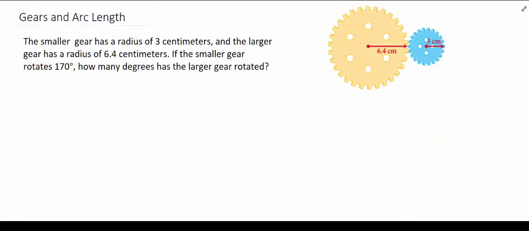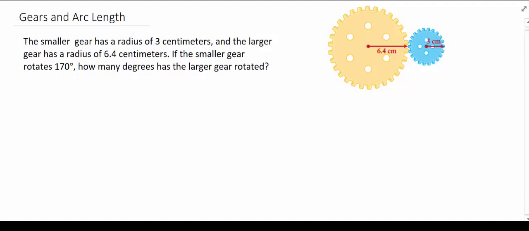One of the applications of radians and arc length is looking at gear ratios. When a smaller gear is used in terms of a larger gear for the drivetrain, it results in more power. Here we have an instance where we have a smaller gear having a radius of 3 centimeters and a larger gear having a radius of 6.4 centimeters. The question asks, if the smaller gear rotates 170 degrees, how many degrees has the larger gear rotated?